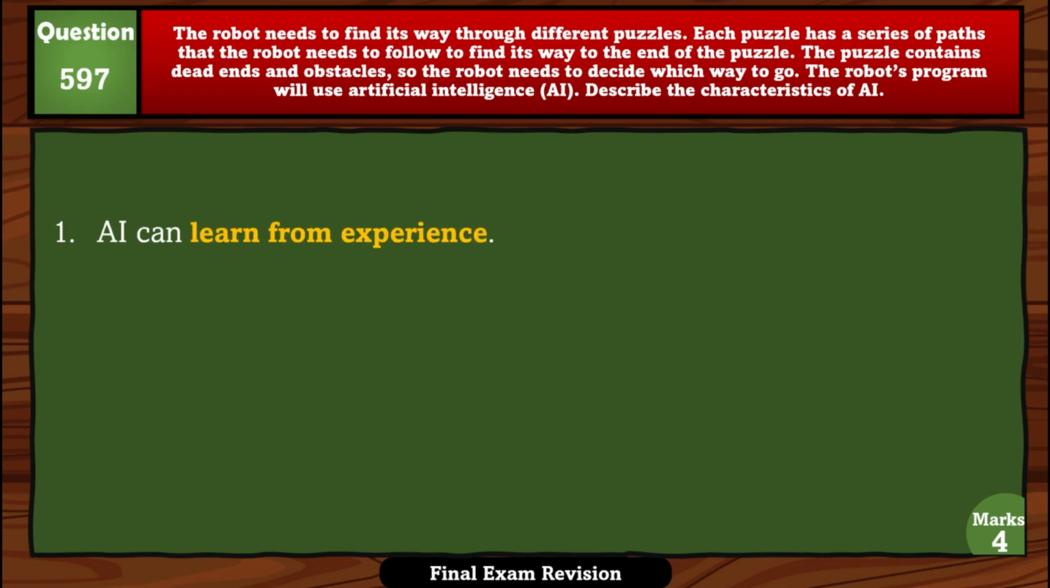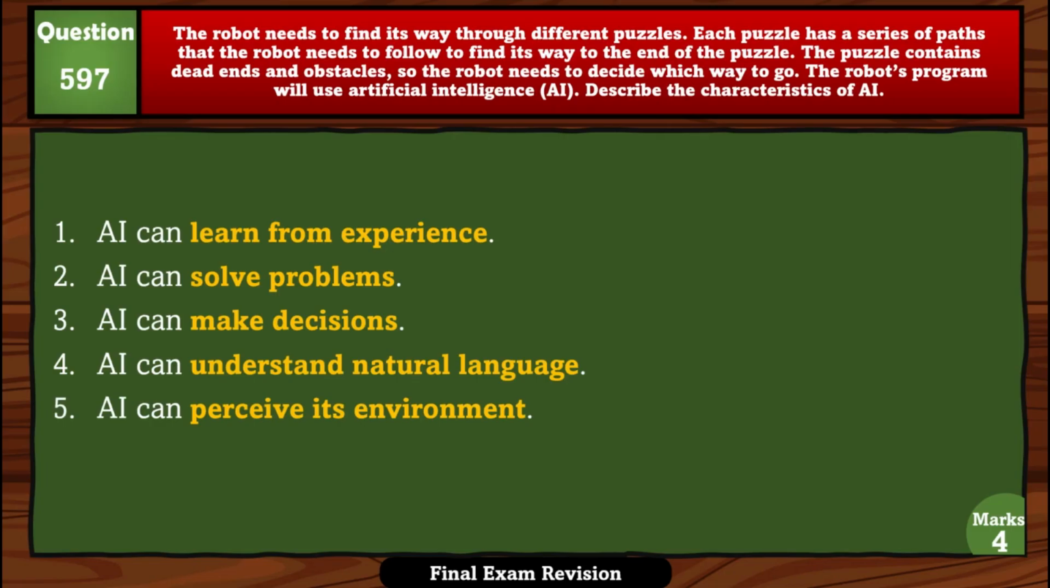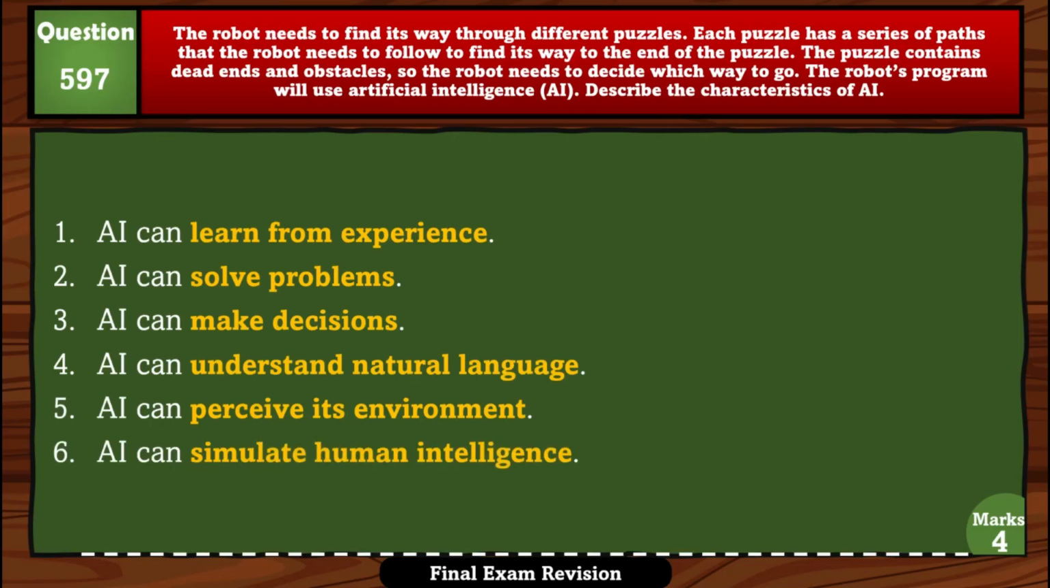AI can learn from experience. AI can solve problems. AI can make decisions. AI can understand natural language. AI can perceive its environment. AI can simulate human intelligence.